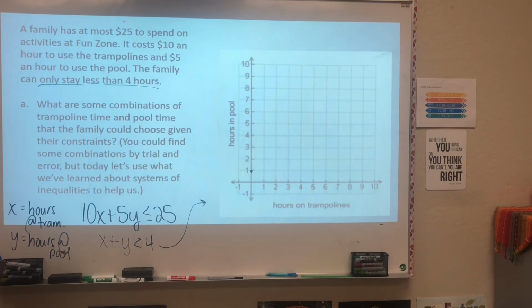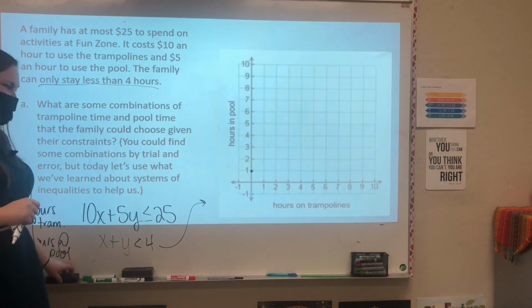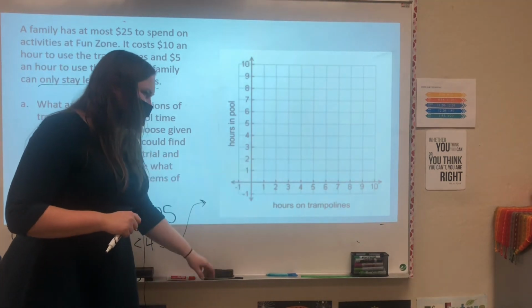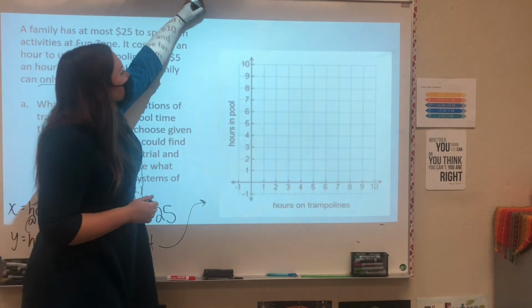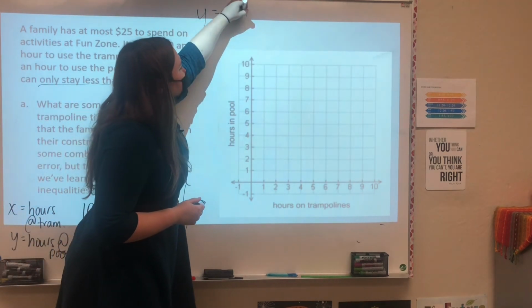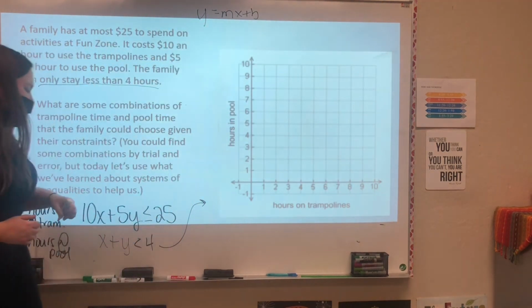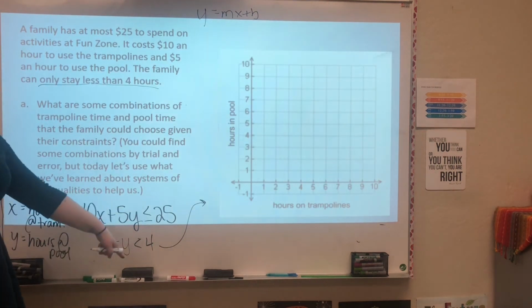Okay, but you need to get x by itself or y by itself. Which one, x or y? Y. Yep. It goes back to slope-intercept form, that y equals mx plus b. We need y by itself first. Don't let the inequality signs throw you.